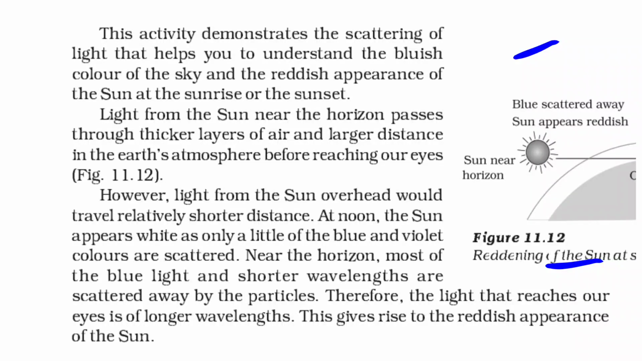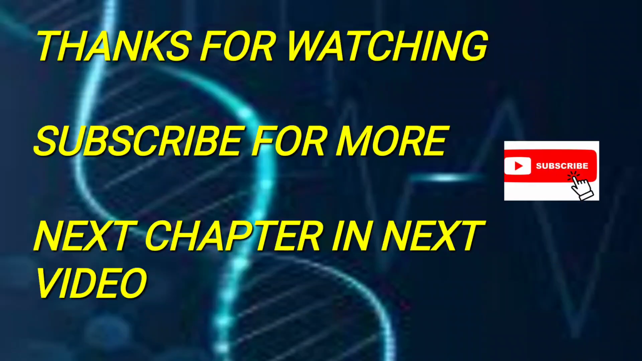At noon, the sun appears white as only a little of the blue and the violet colors are scattered. Near the horizon, most of the blue light and shorter wavelengths are scattered away by the particles. Therefore, the light that reaches our eye is of longer wavelength. This gives rise to the reddish appearance of the sun.